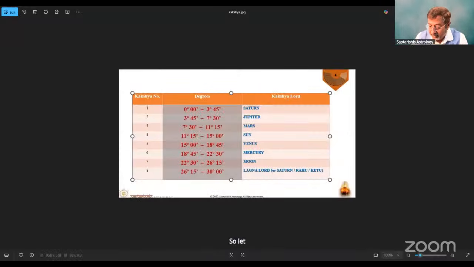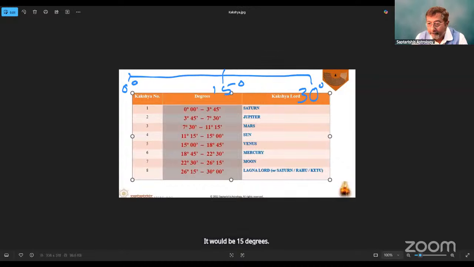So let's take, this is 0 degree, and this is 30 degree. Divided in between, it would be 15 degree. Then you divide it again in between. How much would it be? 7 point... anybody? 7.3. Why? 1 degree is 60 minutes. This 7.3, again you divide it further. You will get this figure.